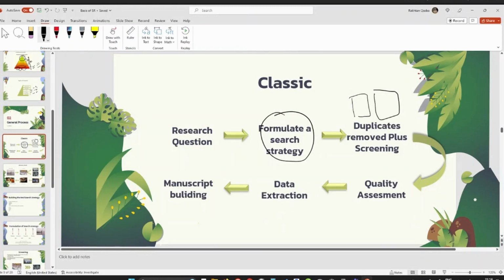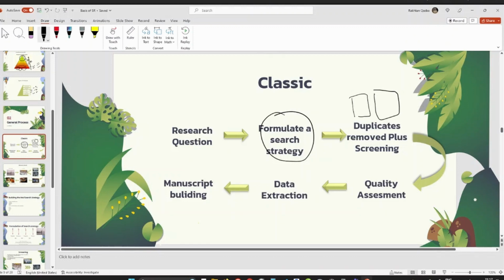After pulling out the papers, we will remove the duplicates. For example, if we want to search something from Google, the same things can come out from Bing. Similarly, if we pull out a certain amount of papers from PubMed, the same papers can come out from some other database like Cochrane. So we'll put all those papers in a software and we will remove the duplicates, as simple as that.